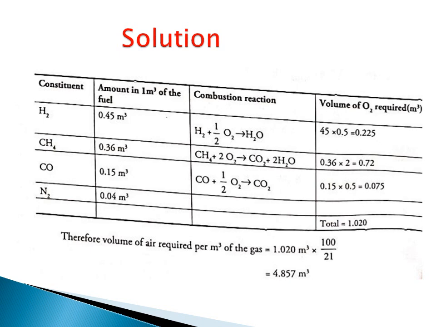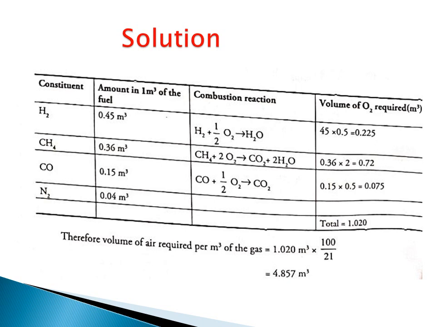Similarly, methane, 1 volume of methane requires 2 volumes of oxygen. So 0.36 will require 0.36 into 2, that is 0.72 meter cube. Similarly, 1 volume of carbon monoxide requires half volume of oxygen, so that becomes 0.15 into 0.5, which is equal to 0.075 meter cube. Now we add up all these oxygens, 0.225 plus 0.72 plus 0.075, and the total oxygen required for combustion is 1.020 meter cube.